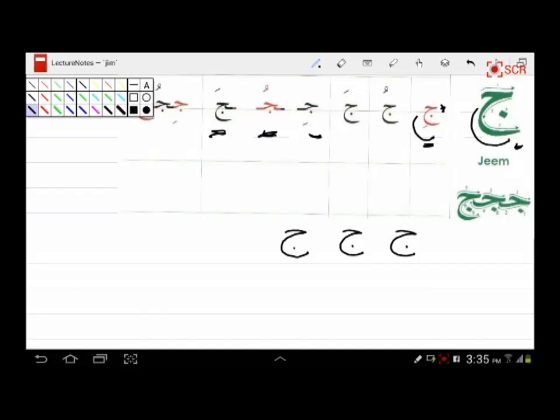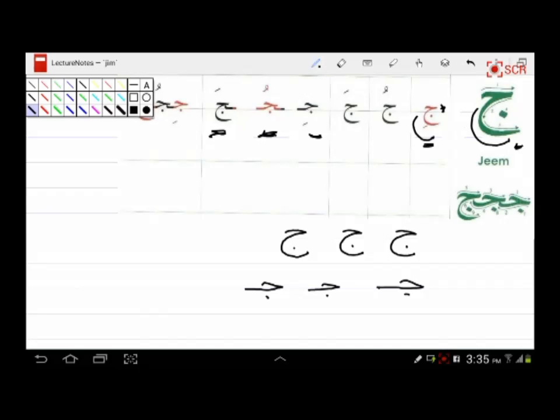How am I going to write the initial one? I just do the eyebrow, and then there's no trail in the initial. I just write the dash. So here we go, and then a dash, and then a dot. This is the jim in the initial form. One more time. I have my eyebrow there, and then a big dash over the line. So that's the jim in initial form.